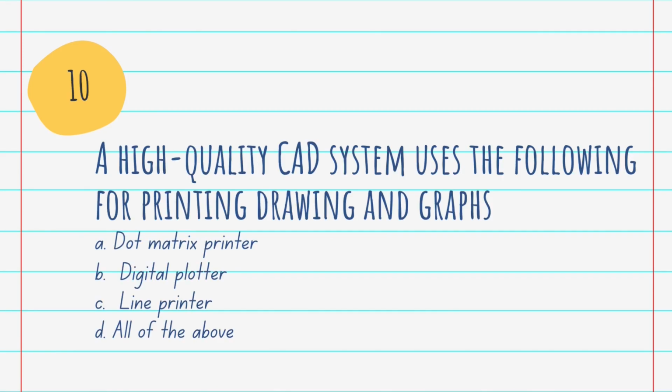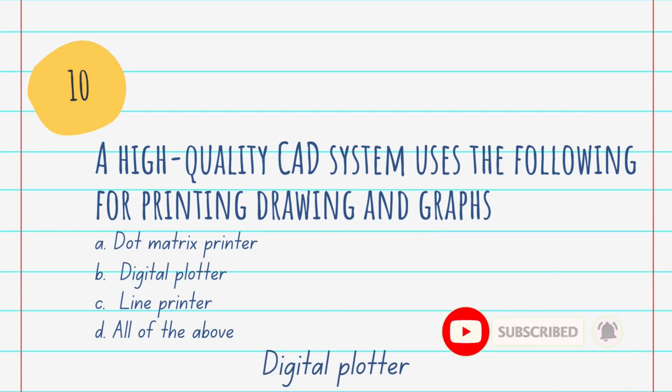Question number 10. A high-quality CAD system uses the following for printing drawings and graphs. A. Dot matrix printer, B. Digital plotter, C. Line printer, D. All the above. And the answer is B. Digital plotter. A plotter is a printer designed for printing vector graphics. Instead of printing individual dots on the paper, plotters draw continuous lines. This makes plotters ideal for printing architecture blueprints, engineering designs, and other CAD drawings.